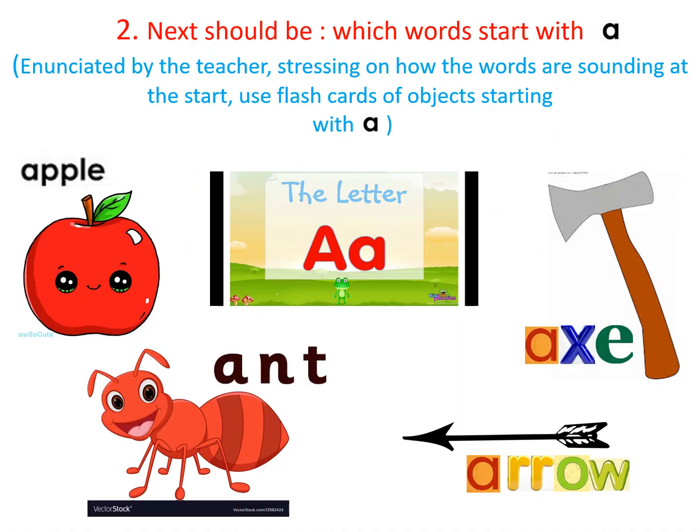Next step is to show the students flashcards of objects starting with letter A. Now, the words should be clearly pronounced by the teacher, stressing on how the words are sounding at the start. Here we can see that there are 4 objects shown which start with letter A. That are A for apple, A for ant, and A for axe.